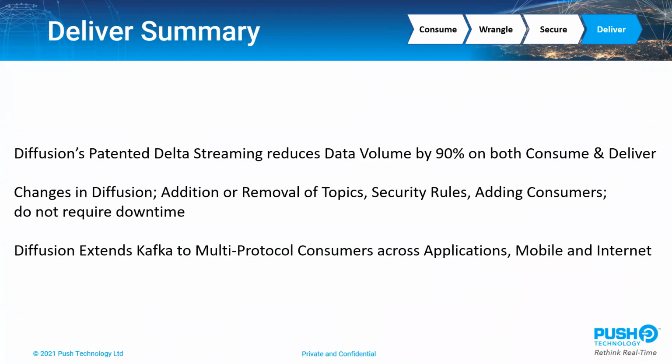So, summary for the delivery. Diffusion's patented Delta streaming reduces data volume. Changes in Diffusion, addition or removal of topics, security rules, adding consumers or notions of consumer groups do not require scheduled downtime for Diffusion as it does for other log-based types of solutions. Your enterprise is consistently up and available. There's no requirement to add architecture and process to prevent that for other types of solutions.